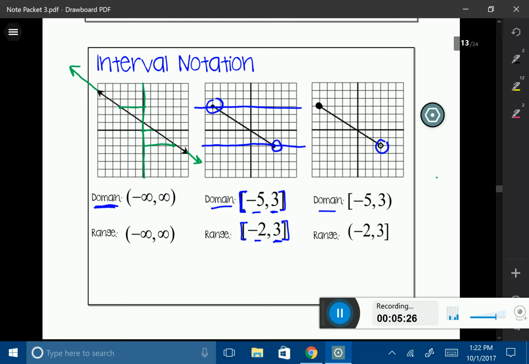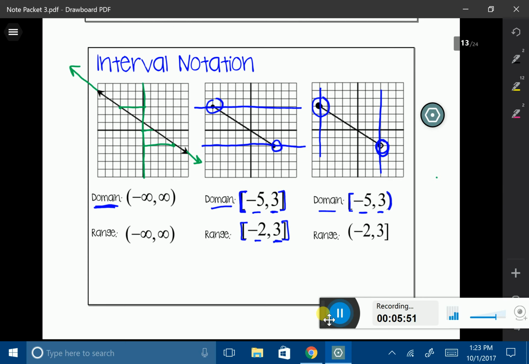My domain. The lowest domain value is going to be right here at -5, and then my highest domain value is going to be here at 3. But since I have my -5 included, I'm going to use a bracket. So bracket -5, and then it goes all the way up to my 3, which is not included. And I'm going to indicate that by a parenthesis.